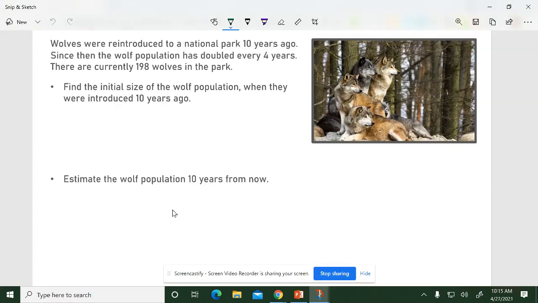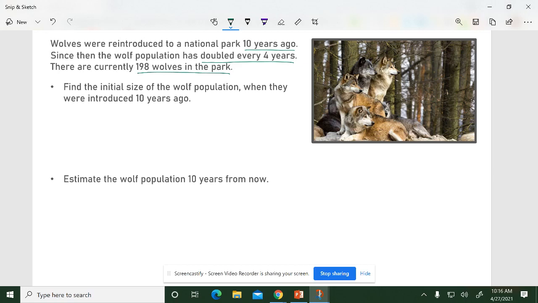All right, now we've got wolves. Situation's a little bit different. So let's look at what they're telling us here. It says wolves were reintroduced to a national park 10 years ago. So we are going back in time 10 years. Since that time, the wolf population has doubled every 4 years. So doubled every 4 years. There are currently 198 wolves in the park.